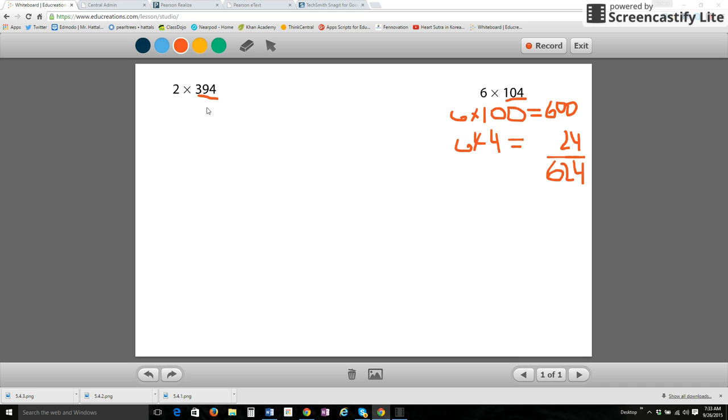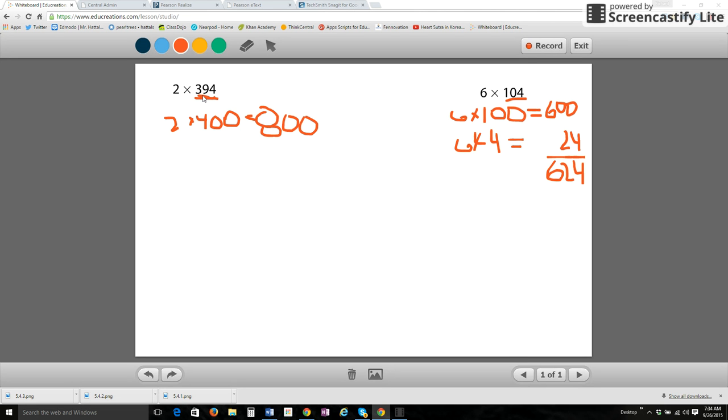But if we take a look at it, this number is very, very close to 400, is it not? It's only 6 away from 400. So what we could do is multiply 2 times 400. We know that equals 800, because we do 2 times 4 equals 8 and then add the 2 zeros. So this is 800. All right. But we've increased this number by 6, so this answer is not exactly correct. So we have to compensate for the number that we changed right here.